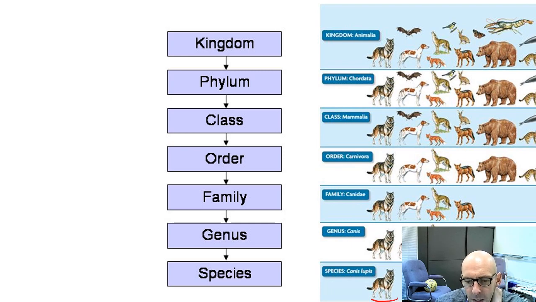This down here is Canis lupus. Canis lupus. Genus, Canis, dog-like. Lupus, wolf. Like Lupin. But you'd know that if you watched Harry Potter, or some of the Twilight things, or some of the other werewolf stuff.